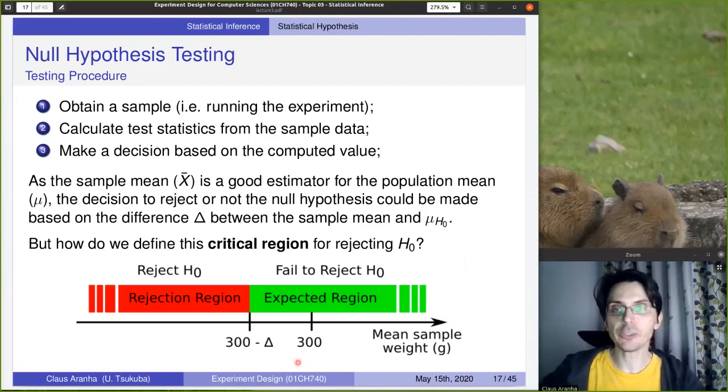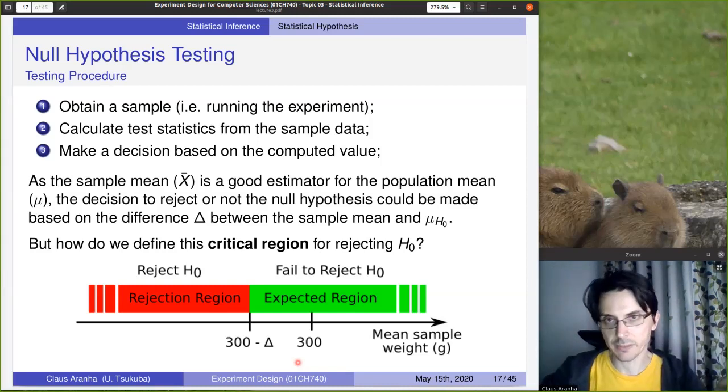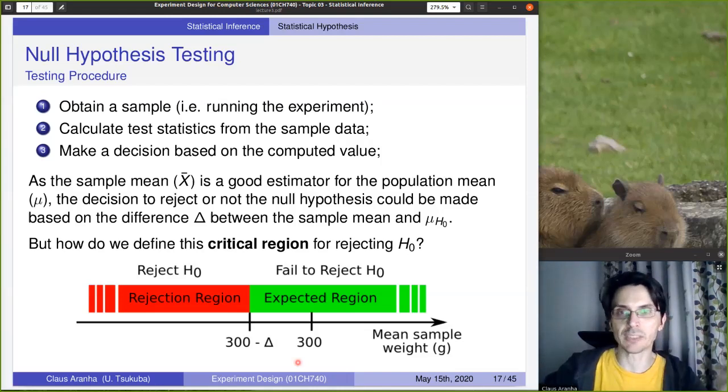So after you define your hypothesis, after you thought about the assumptions and you collected the data, we are going to do the data analysis. So the testing procedure is, one, you obtain a sample, you run the experiment. Two, you calculate the test statistic. Remember that the word statistic here means a function based on the sample data. So the test statistic is the data that you process from the sample that will tell you the result of the test. Three, we make a decision based on the computed value. The sample mean is a good estimator for the population mean. So we can decide if the null hypothesis is true or if the alternate hypothesis is true based on the value of the sample mean, okay?